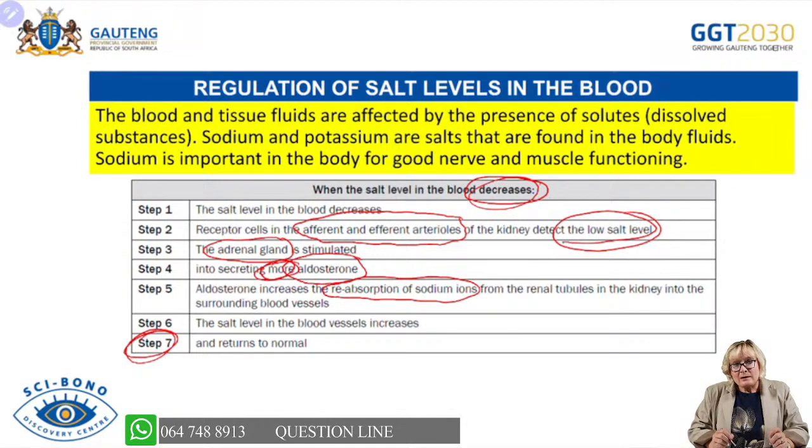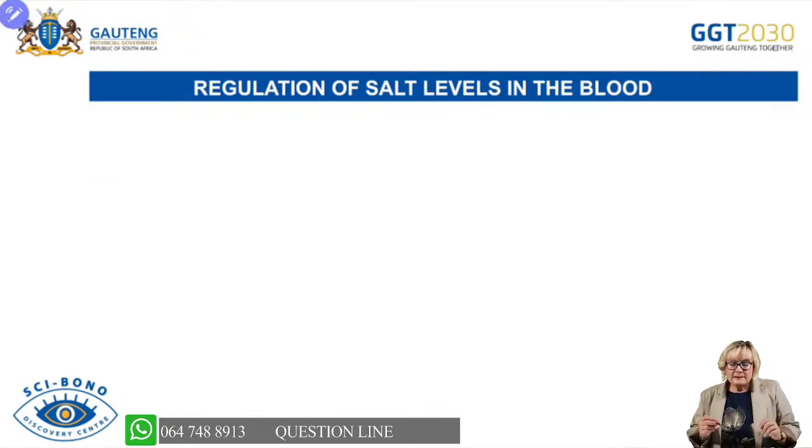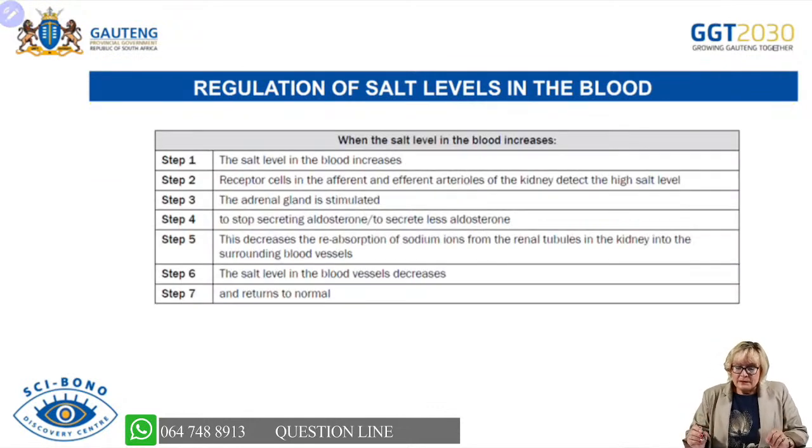And if more aldosterone is secreted, then more reabsorption of those salts will happen. So the blood will actually take back the salts that were there in the nephron, and they will not be part of the urine that's going to leave the body. All right, let us look at if your salt levels in the blood are too high.